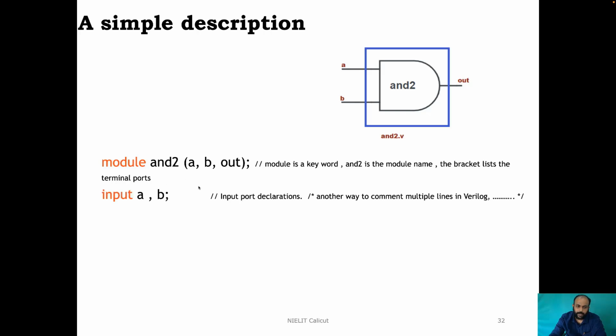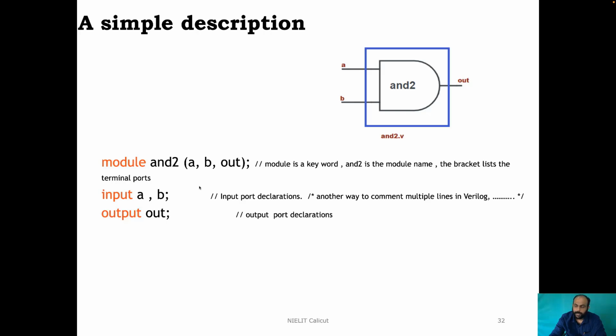Next what we do is we declare the ports. Here A and B are input ports, so use the keyword input. Again it should be written in small letters. Similarly, the port out is an output port, so the keyword to be used is output. Now we have declared the ports.